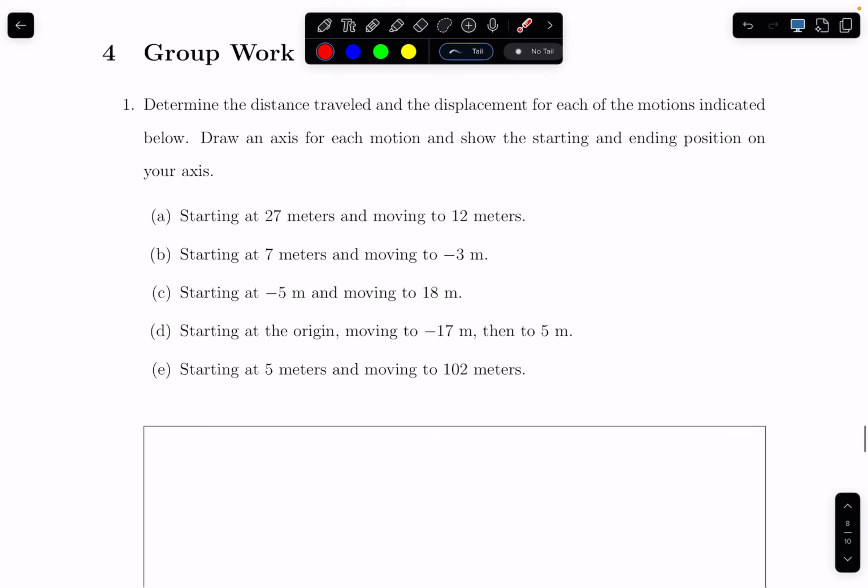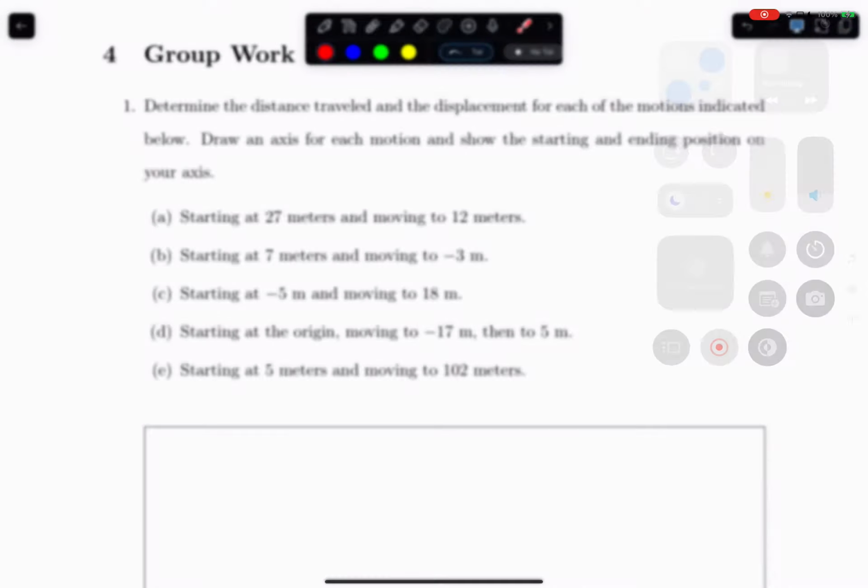All right, now it's your turn. This is the audience participation.